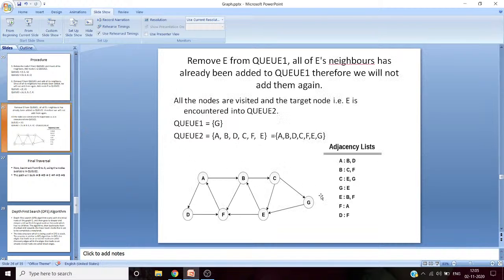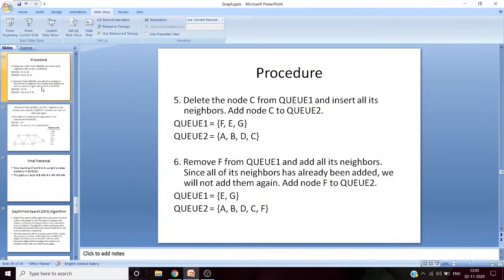Next, E has the neighbors B and F. B is already in Q2. That means B is already processed, so we don't need to worry about that. Any node that is already in Q1 or Q2, we don't need to put that again. We just move forward. F is already in Q1, so we don't need to put F again in Q1.